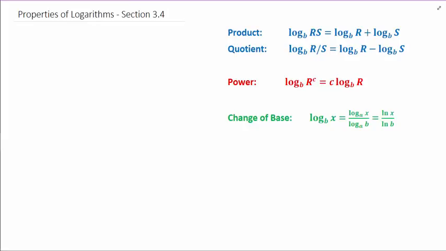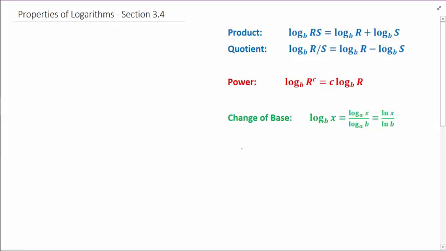Today we're going to talk about properties of logarithms. These properties are something that you're going to need to know, you're going to need to be able to utilize. I would suggest just memorizing these if they aren't already memorized. So the first two we're going to talk about are the product and quotient.